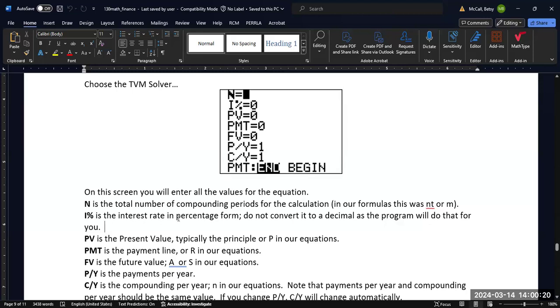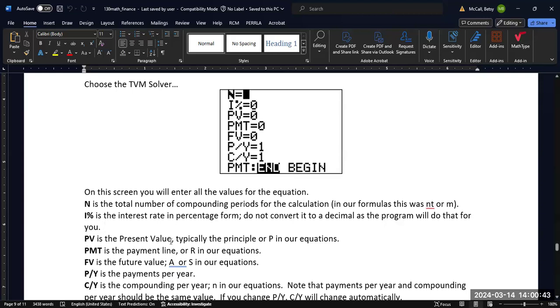I% is the interest rate in percentage form. So in using the formulas, we had to convert to decimal. But for this calculator, that percent conversion is already included in the function. And so you would enter the percentage form. So if the interest rate is 4%, you would put a 4, not 0.04.